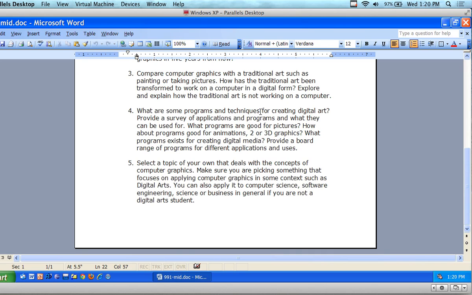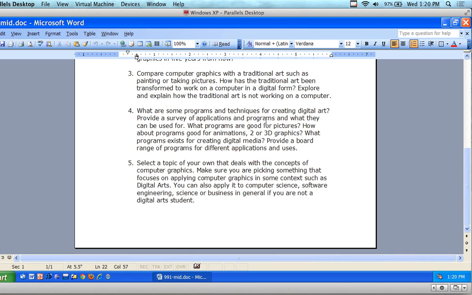And then also provide a summary of applications and programs and what they're used for, and what programs are good for pictures, what about for animations, for 2D and 3D graphics. And think outside the box. Don't think about what you've been exposed to. For example, there's plenty more 3D modeling tools outside of OpenGL. There's plenty of different packages out there.